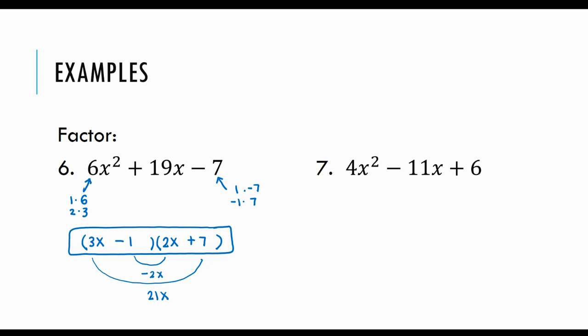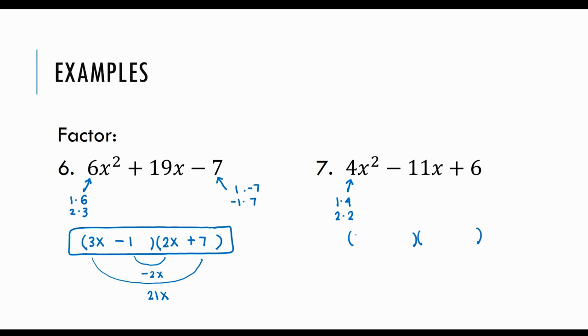If we look at the next one, 4x squared minus 11x plus 6. So once again, looking for GCF, I don't see any numbers or variables in common. Because there's a number in front of the x squared, I have to start there. It's going to be either 1 times 4 or it's going to be 2 times 2. So once again, since the 4 is attached to the x squared, I know there's going to be an x with each of those.